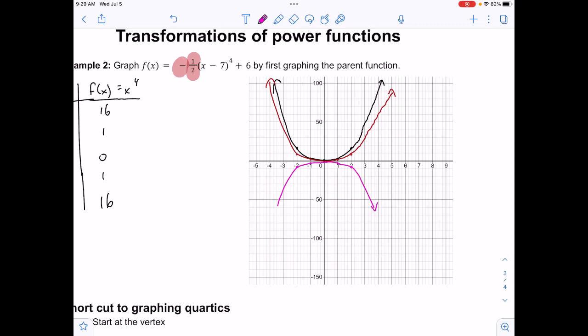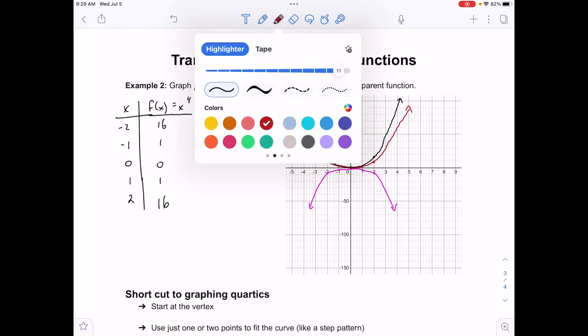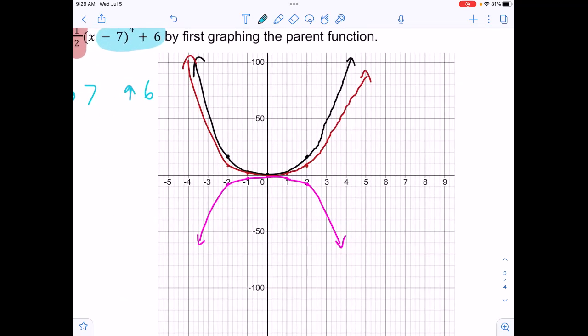All just doing our best. And then last but not least, I'm going to do my nice shift using the 7 and the 6. I'm going to go to the right by 7 and up by 6. Oh gosh.